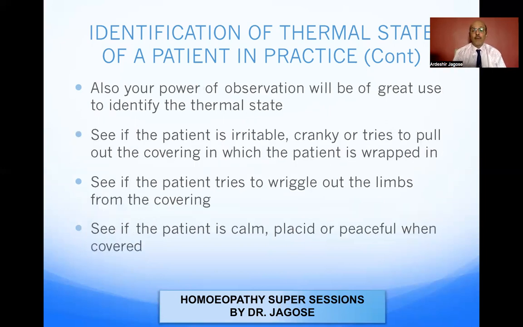Also your power of observation will be of great use to identify the thermal state. So if the patient is in front of you, then you have to observe the patient and see whether the patient is irritable, cranky, or tries to pull out the covering in which the patient is wrapped. So if a neonate is tied up in a cloth or a towel, observe the neonate's reaction. Some, if they are hot, will try to wriggle out their fingers or their toes, or they will be uncomfortable, they will be crying. The moment you uncover them, they are comfortable. So see if the patient tries to wriggle out the limbs from the covering. See if the patient is calm, placid, or peaceful when covered.